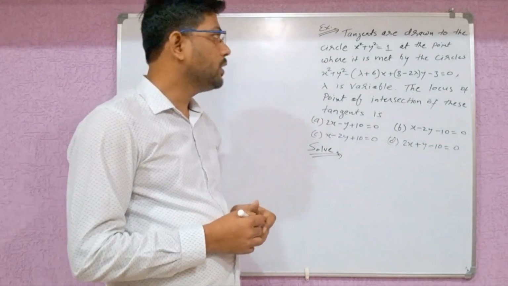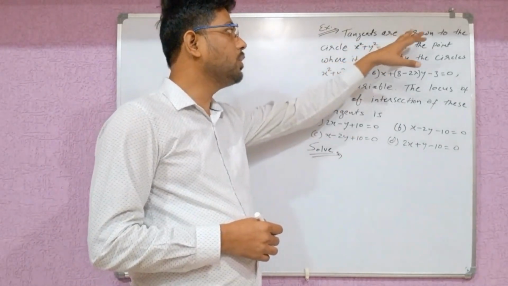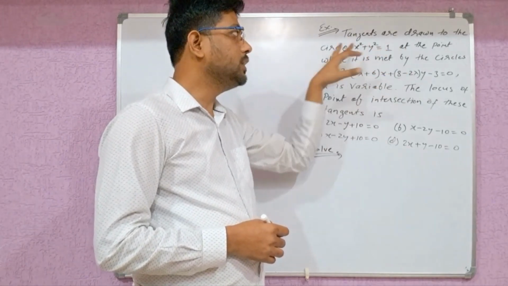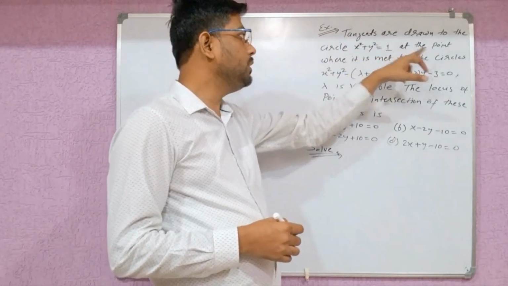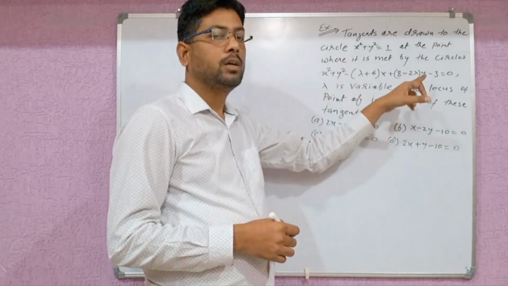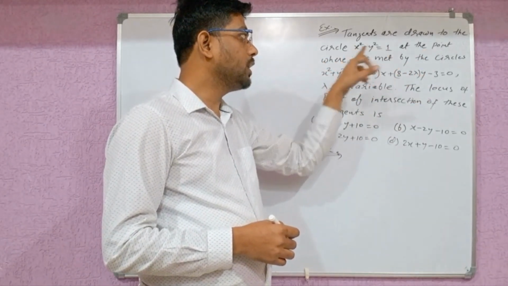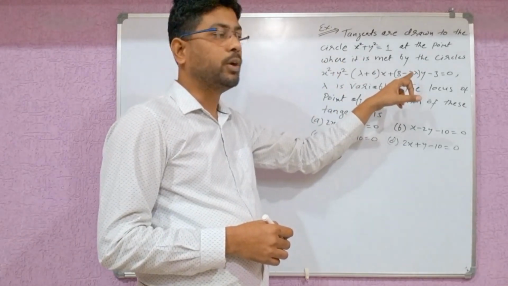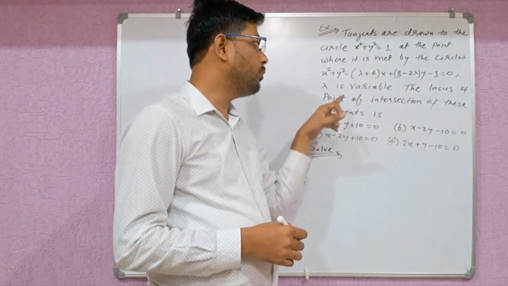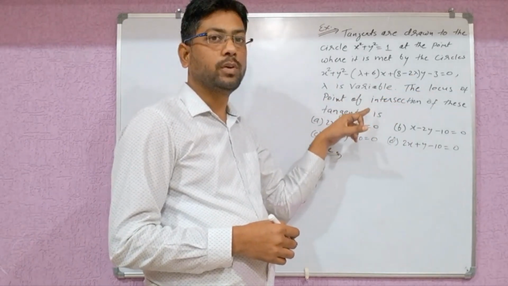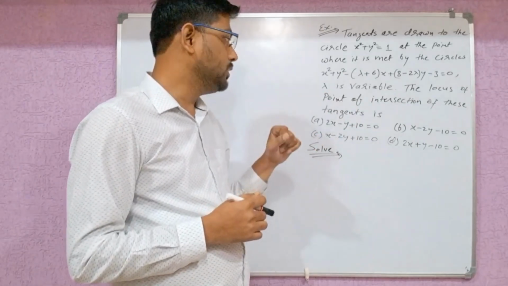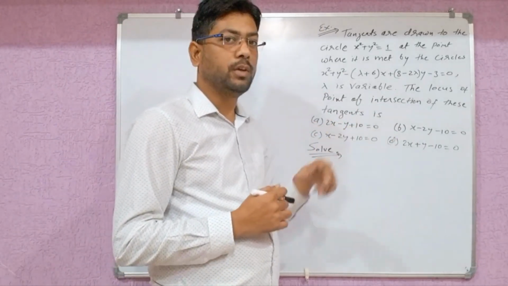Okay, so here we are given that tangents are drawn to this circle. On this circle tangents are drawn at the points where it is met by these circles. So where this circle and this circle are intersecting, at those points tangents are drawn, where lambda is variable. We have to find the locus of the point of intersection of these tangents, for these 4 options given here.